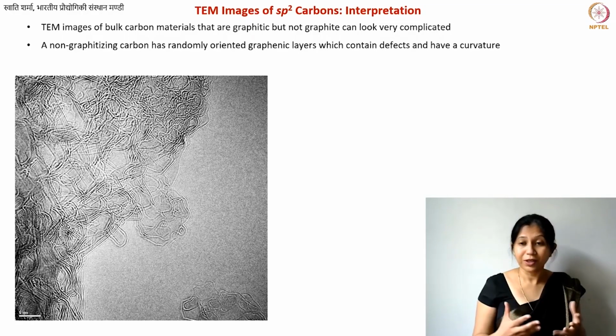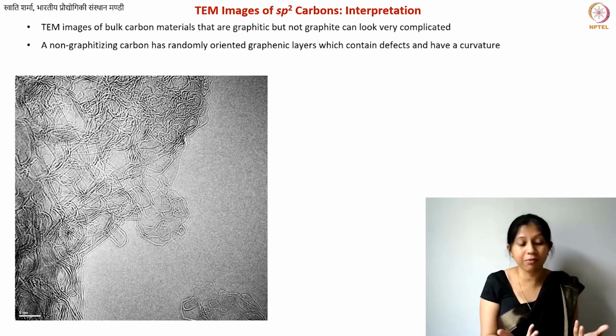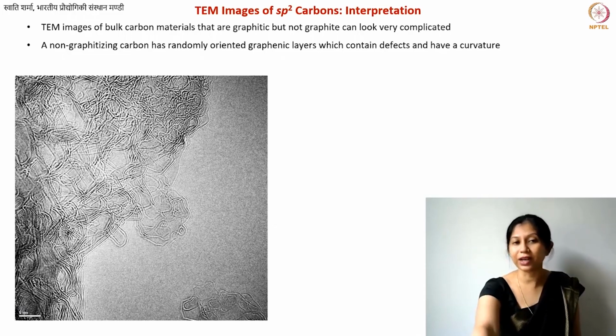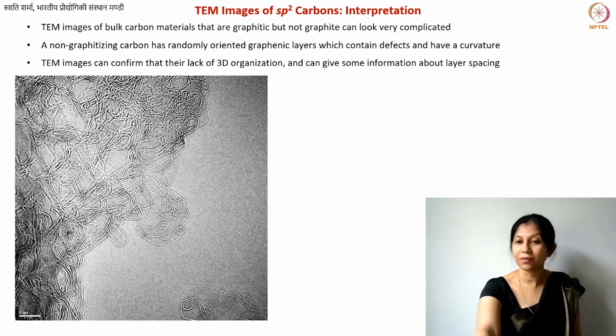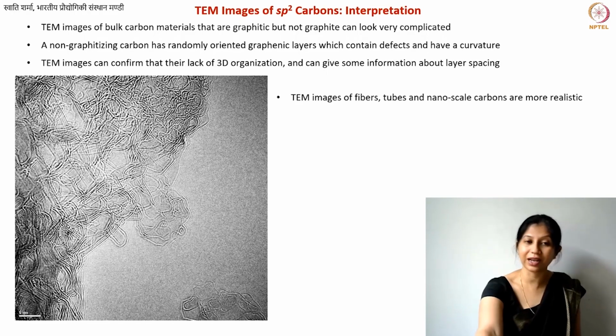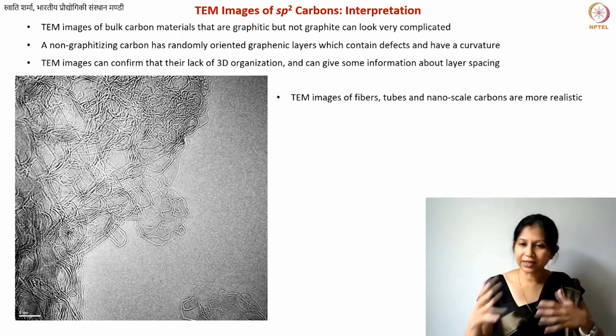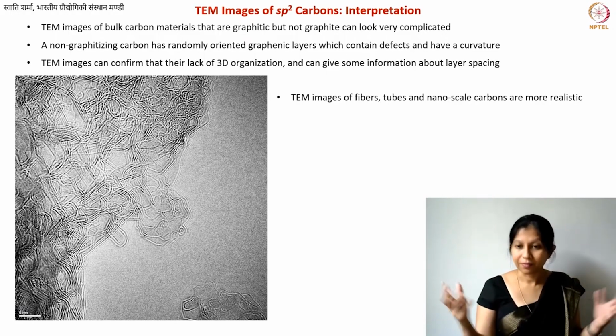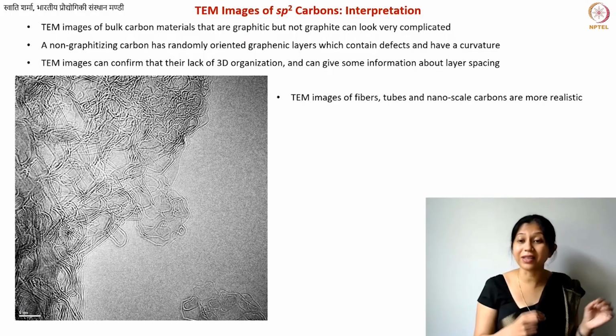What do you see here? This is a crazy image, right? What can you say? Maybe all you can tell from this image is that this material is definitely not graphite, and definitely there is no 3D organization in the material. That's all you can say, right? You can really not tell anything about how the crystallites are organized. We can say that crystallites are randomly organized, but how exactly are they organized?